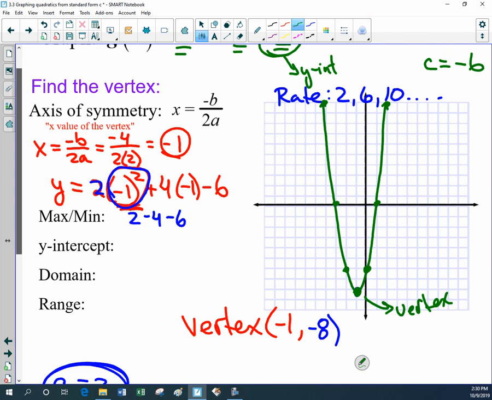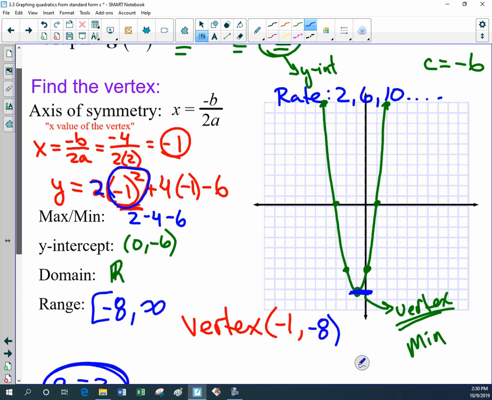So again, the vertex is a minimum. The y-intercept, we already determined, is 0, -6. The domain, how far it goes left and right, is always going to be all real numbers. And then the range is what's going to change. This time we're starting down here at -8, and from -8 we're going up to positive infinity.